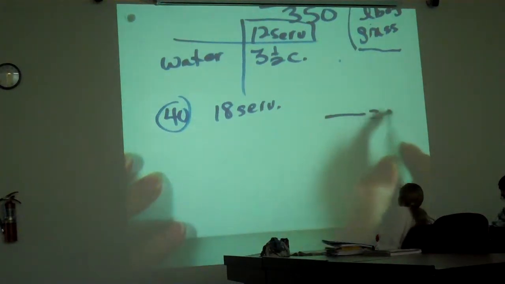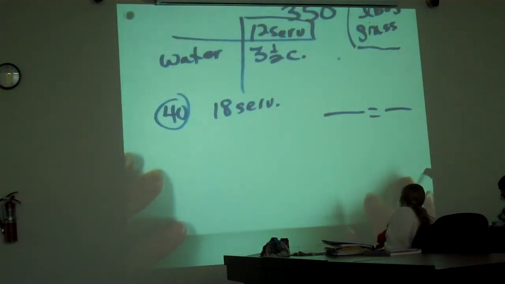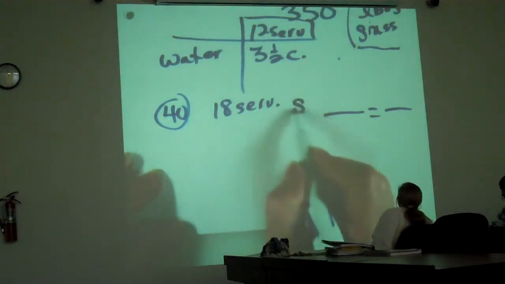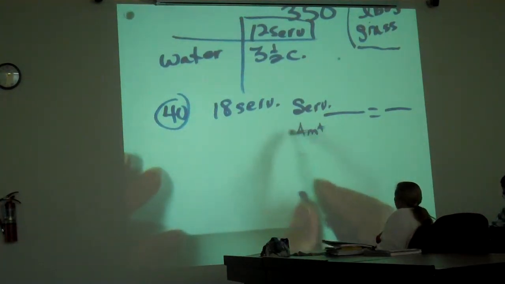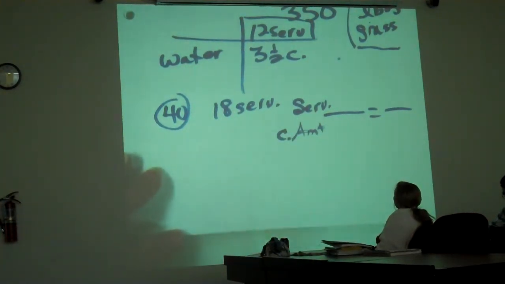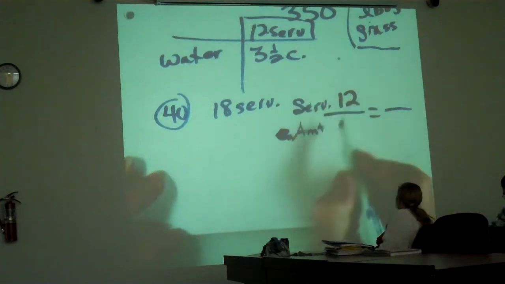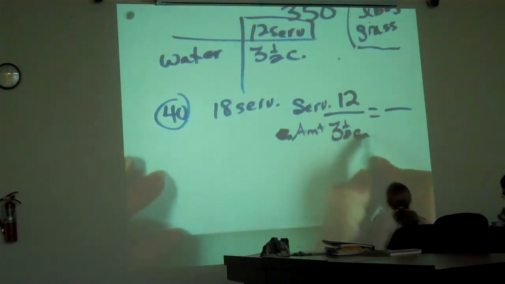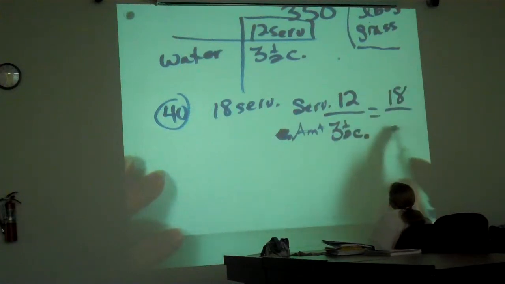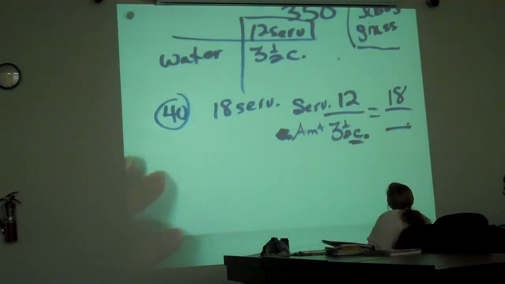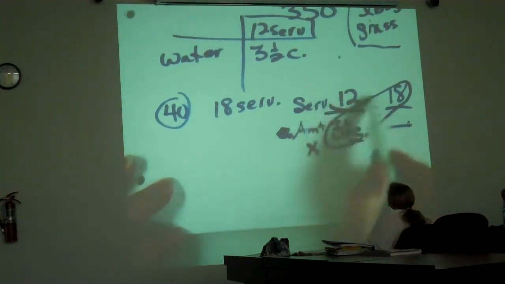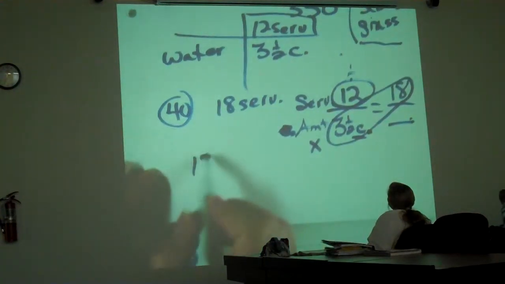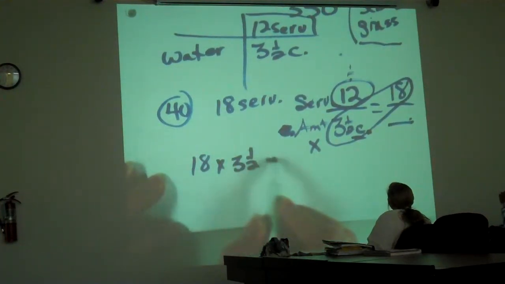So what do we need to set up our proportion? 12 over 3 1/2. The servings and the amount. Right? Or you should say cups if it's all in cups. They're not all in cups. You want to do servings and amounts, right? So for 12 servings, 3 1/2 cups. So for 18 servings, you know this will be in cups because this was in cups. So you do 18 times 3 1/2, and then you will divide by 12. 18 times 3 1/2 divided by 12.